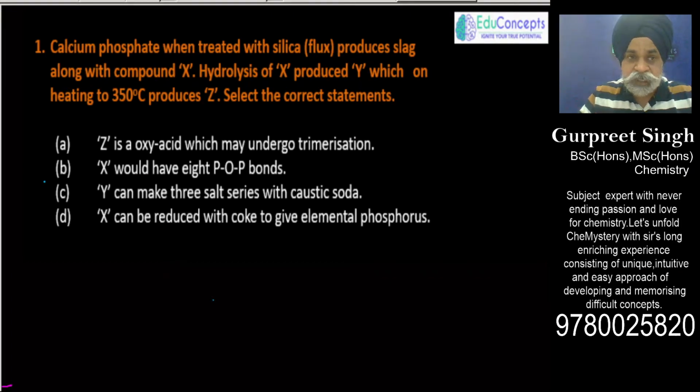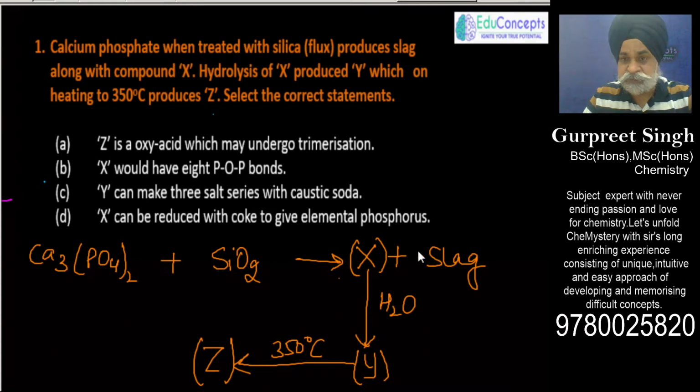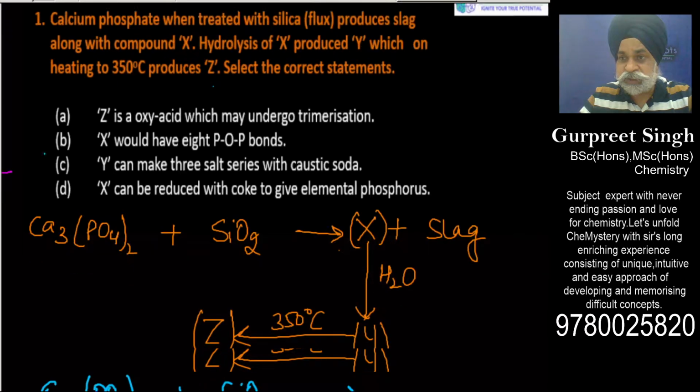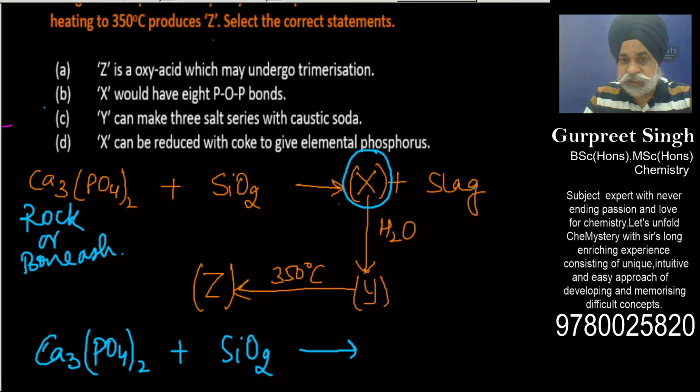I hope you have tried this question by pausing the video. Now, what basically is being asked? Calcium phosphate, which we know for sure is available in many rocks, and also in bone ash. If the rock or bone ash is strongly crushed and heated with silica, you end up getting X along with a slag, and X on hydrolysis gives Y and on heating gives Z. This is what is being asked.